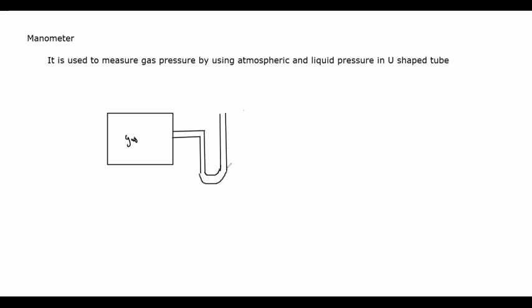Which is open from one end, and the other end is connected to a gas cylinder. And there is an opening here in the gas cylinder, so that we can connect this manometer. We can use any liquid here. We can use mercury, water, or alcohol. Any of the liquids can be used. So this is filled with a liquid, and when you fill it with a liquid, you observe that both levels are the same.